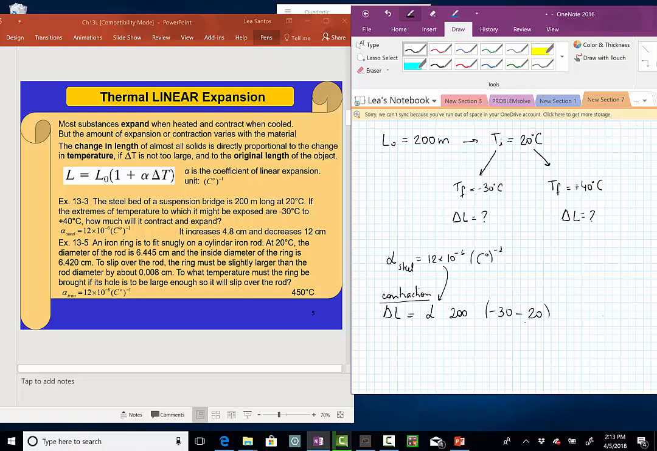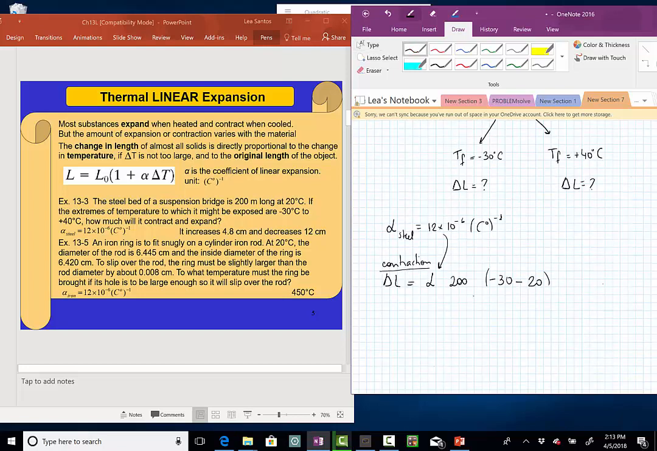And so it looks like the answer here should be 0.12 meters, which means 12 centimeters, as you see in the answer. And how about expansion? It's the same story. We just have to substitute, plug the numbers into the equation.